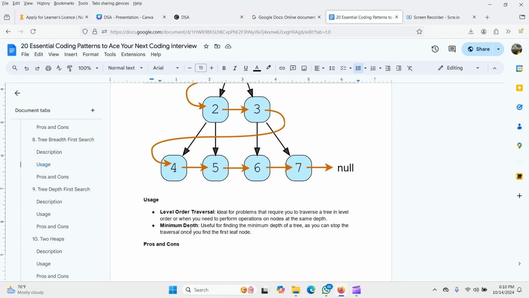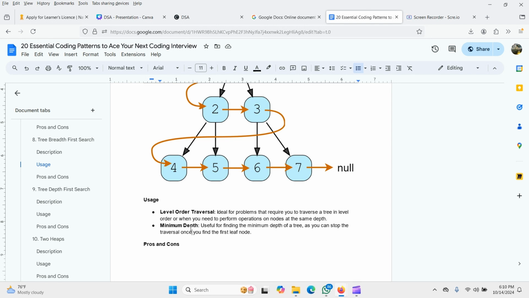Next, when you have to find the minimum depth of a tree, you can stop the traversal when you find the first leaf node. So in that type of problem, you can use this method or pattern that is called the tree breadth first search.